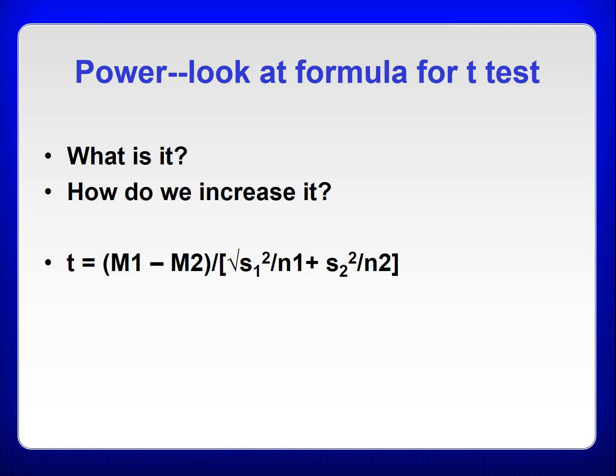When we talk about power, please look at the formula for the t-test. I would like to ask two questions regarding power here. What is it? Probability of finding differences when they exist. How do we increase it? Use strong treatments, administer those treatments consistently, increase the number of participants, decrease variability among subjects, change alpha. Use an appropriate research design and statistical analysis.